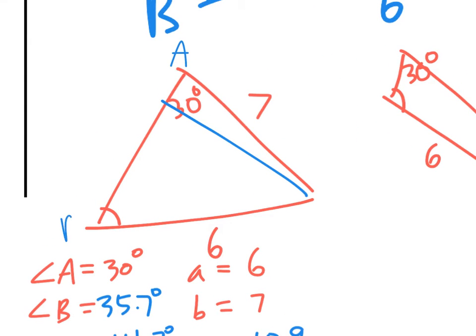This is A, this is B, this is C. So B we found out is 35.7. That's the acute triangle that we drew. Now we need to find one where B is actually the obtuse angle. Okay, this is a little tricky.